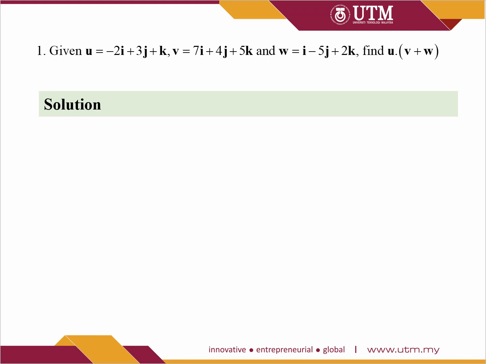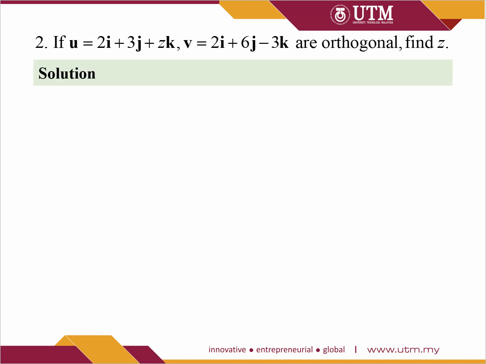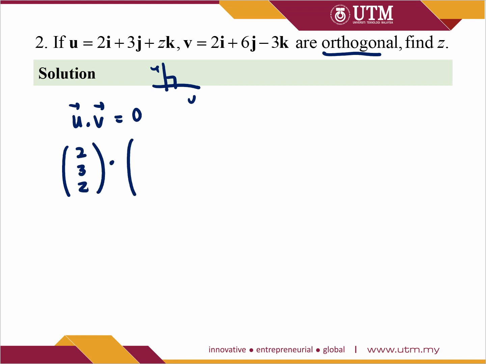Okay, so now let's try the second one. If u equals this and v are orthogonal, remember, it is said that u and v are orthogonal, meaning that it is 90 degrees. So if these two vectors are 90 degrees, meaning that u dot v equals 0. So we have (2, 3, z) dot with v, which is (2, 6, -3), equals 0. Because our aim is to find z. So here is our z.